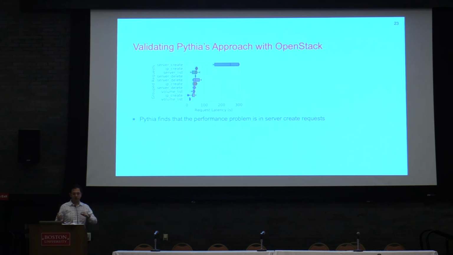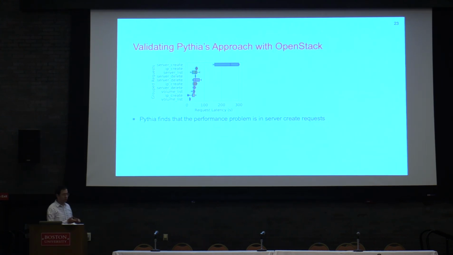So I'll go over just a little bit of experiments. Here's one example where we validate our approach using OpenStack. OpenStack is basically an open source platform for clouds. It's used in MOC. And here's a bunch of requests to OpenStack and their corresponding latencies. At the top, you see the server create request group has a very high variance and also very high mean latency. Compared to all of the other requests like floating IP allocation or listing the servers, this one definitely seems to be the problematic group.